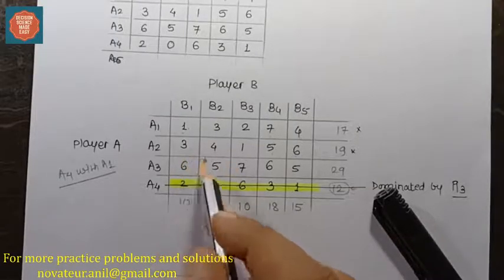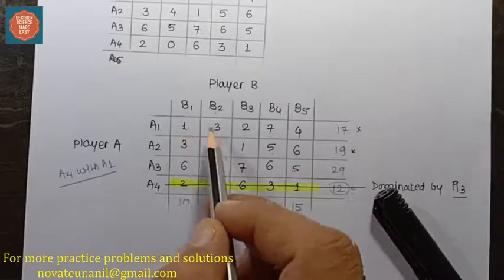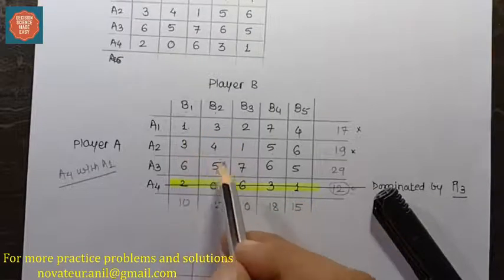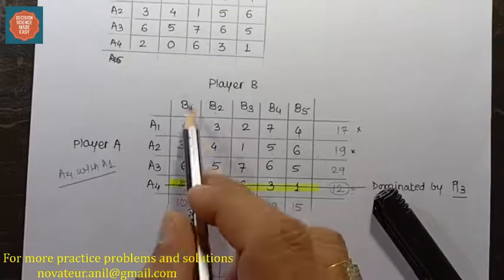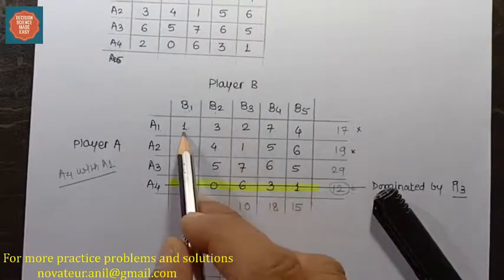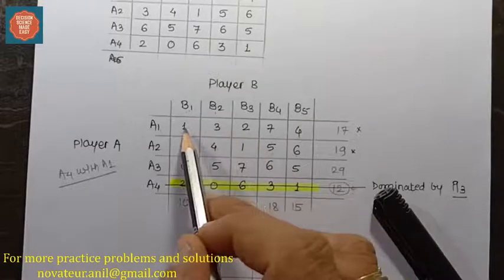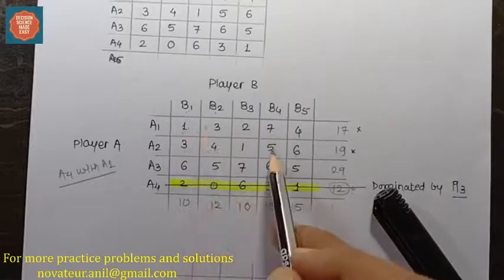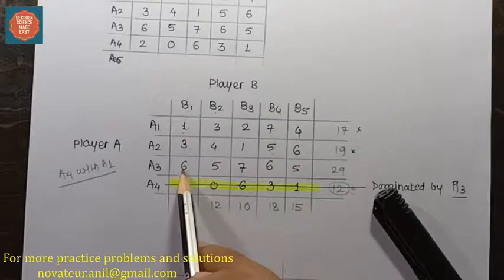So let me compare this B1 and B2. 3 is greater than 1, correct. 4 is greater than 3, correct. 5 is greater than 6, no. So we can't do that. Let's compare B1 and B3. 2 is greater than 1, correct. 1 is greater than 3, no. That is not possible. Let's compare B1 and B4. 7 is greater than 1, correct. 5 is greater than 3, correct. 6 is greater than or equal to 6, correct.